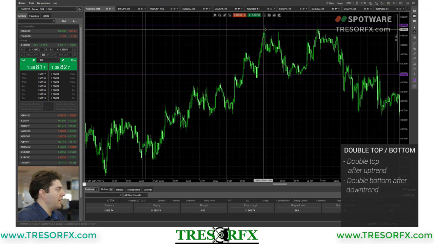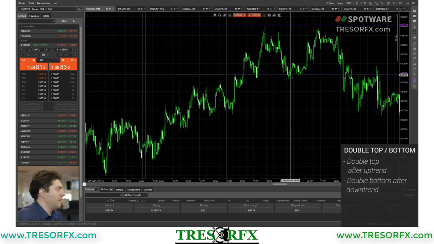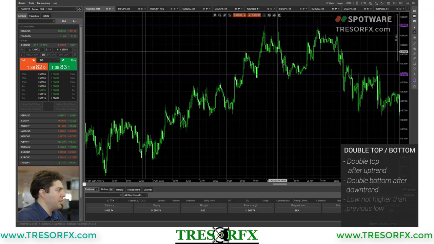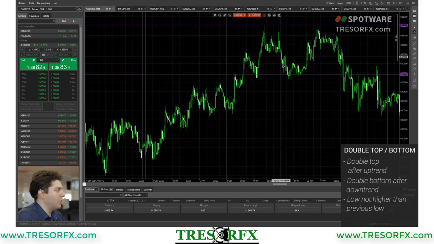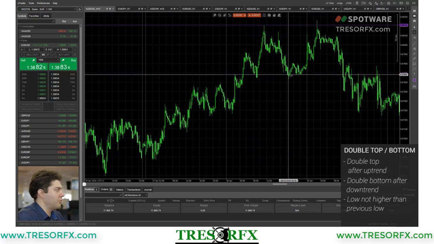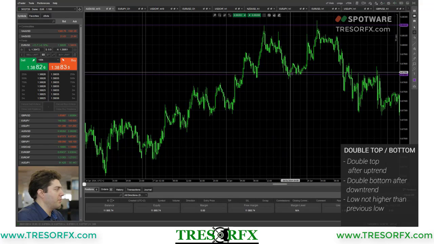Here we have also a higher high, but what's important here is that even though we have a higher high, the bottom of the retracement of a trend is not higher than the previous low. So we have a higher high, but the low is not higher than the previous low. This is an indication that the pattern might be forming.